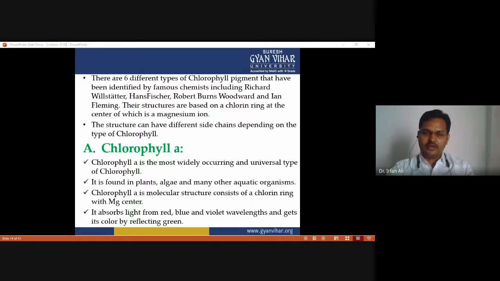The chlorophyll A molecule is the most widely occurring and universal type of chlorophyll in plants. It is found in plants, even algae and many other aquatic organisms. Chlorophyll A has a molecular structure consisting of a chlorin ring with magnesium at its center, and it absorbs light from red, blue, and violet wavelengths of visible light and gets its color by reflecting green.